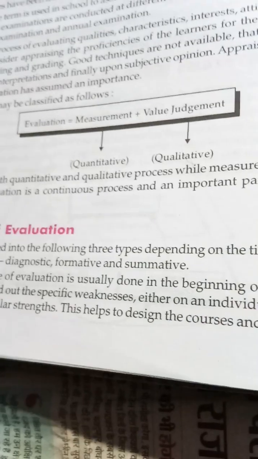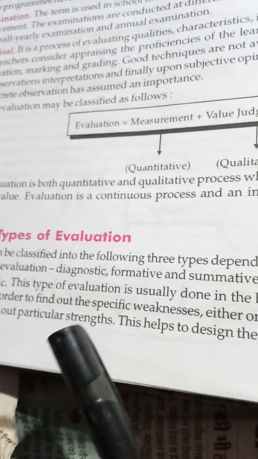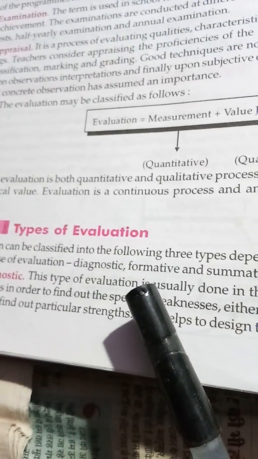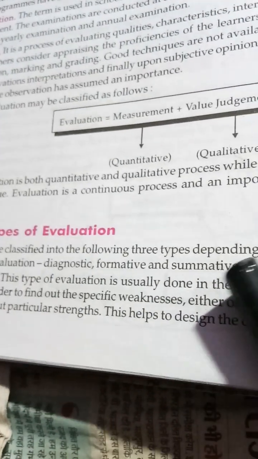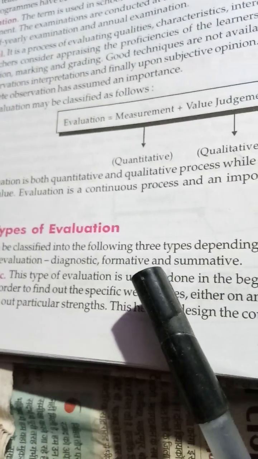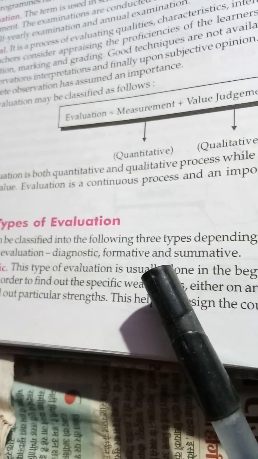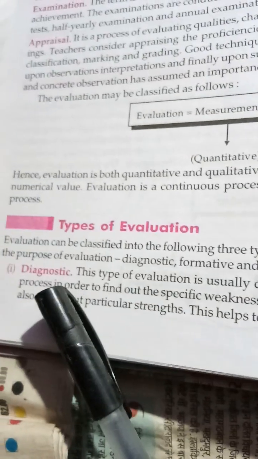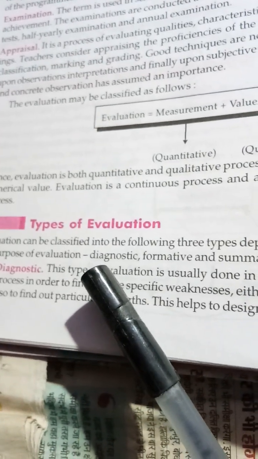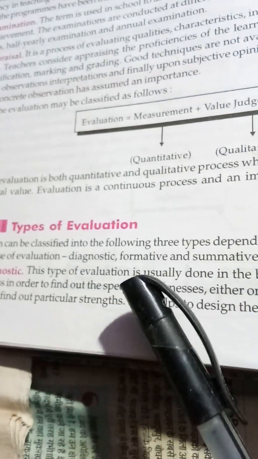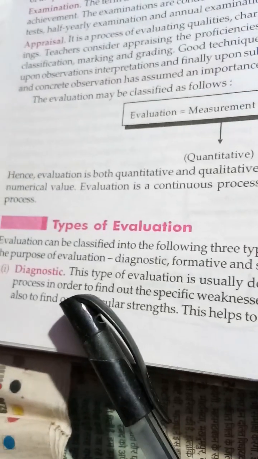diagnostic, formative, and summative. So we can say the total number of types of evaluation is three: diagnostic, formative, and summative. These three types of evaluation are very important, which are given here.